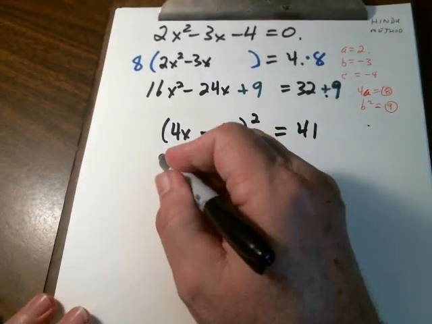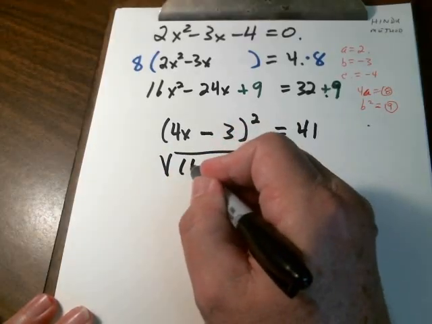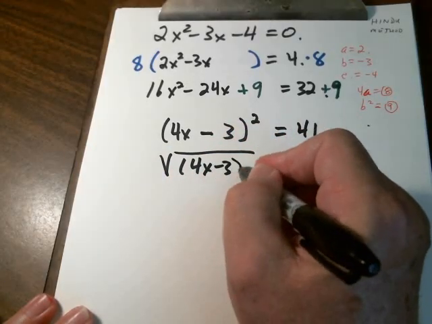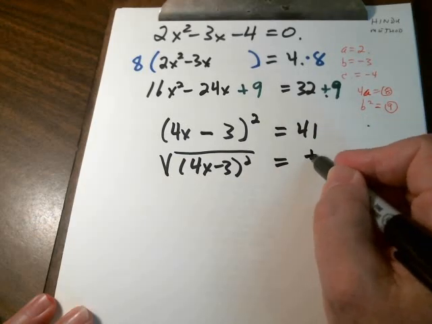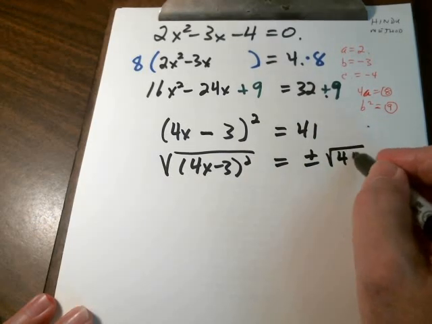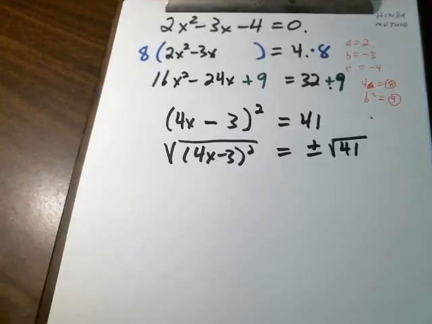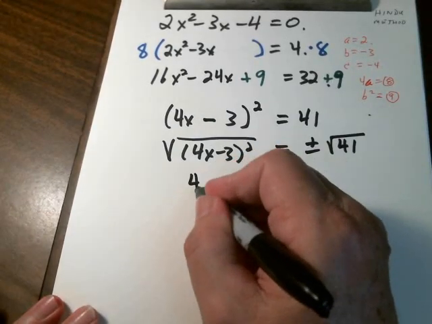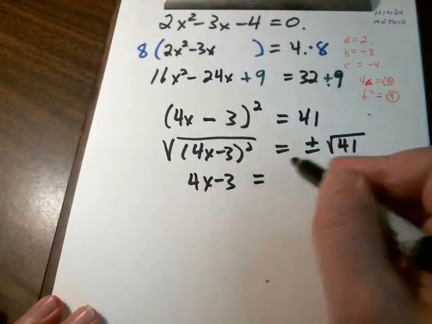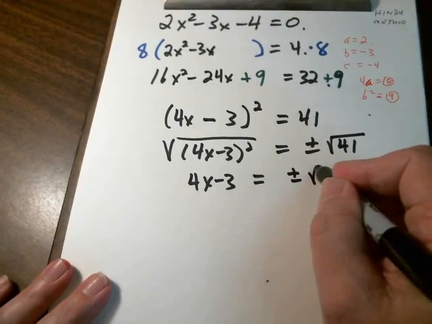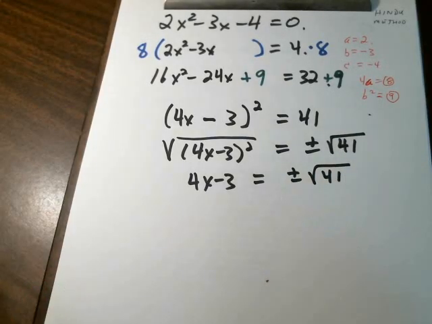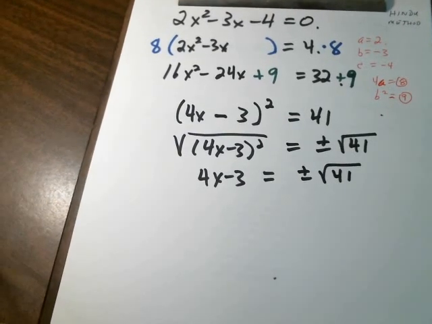Take the square root of both sides next. Don't forget the plus minus on the right side. The left side simplifies down very nicely. That's always going to be the case here. The right side is as simple as we could ever want. 41 doesn't really break down in any way, it doesn't reduce.